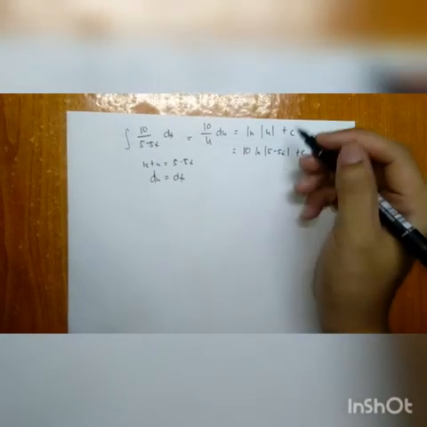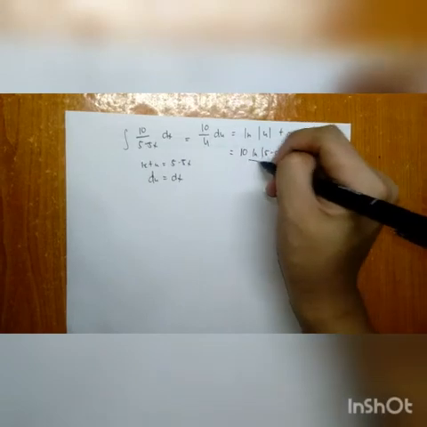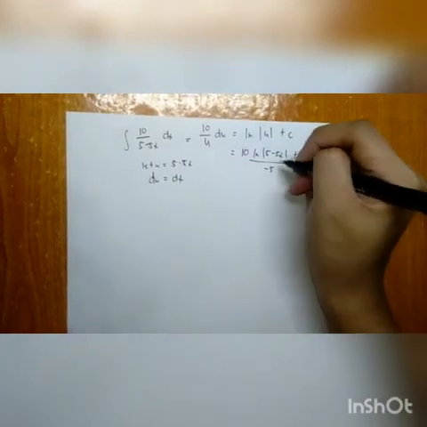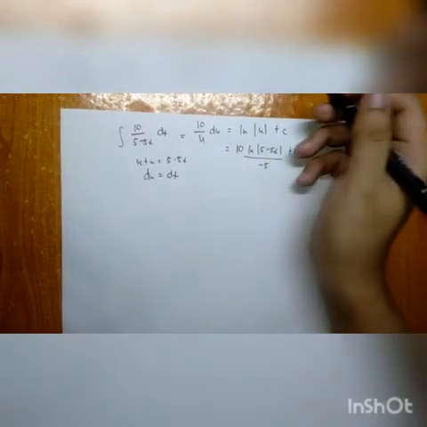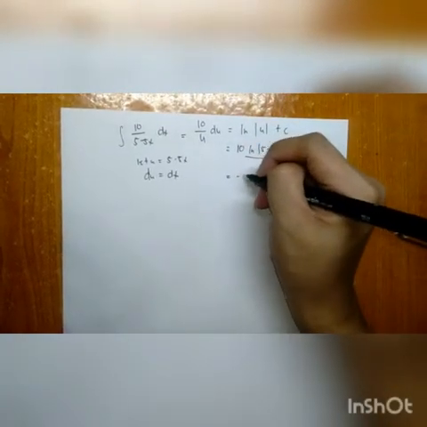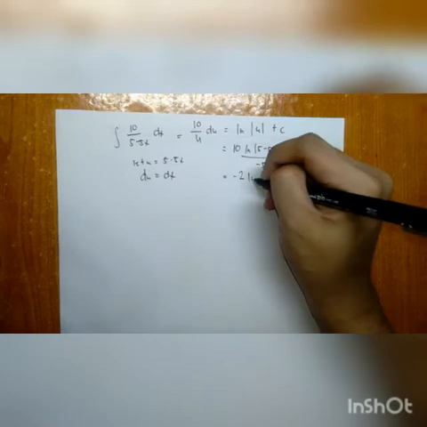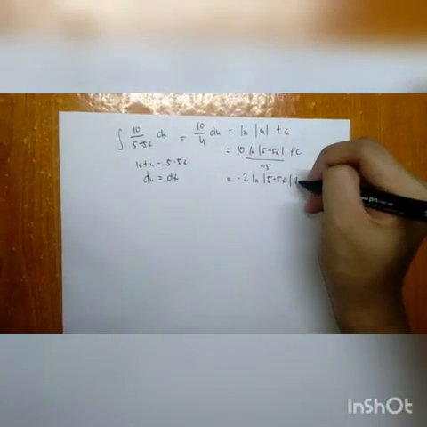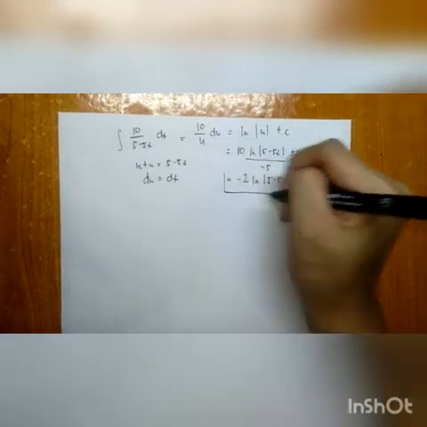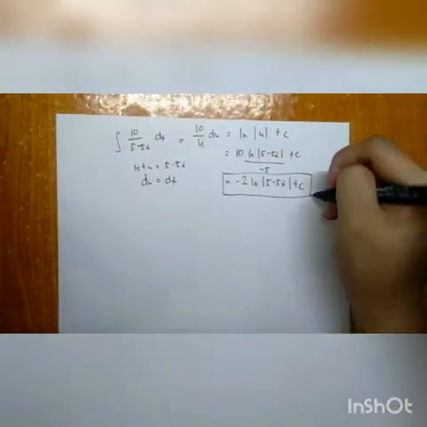Now we will find the derivative of u, which is negative 5. We will use that to divide the numerator 10, which gives negative 2. Then just copy the ln of the absolute value of 5 minus 5x, plus c. Here is our answer.